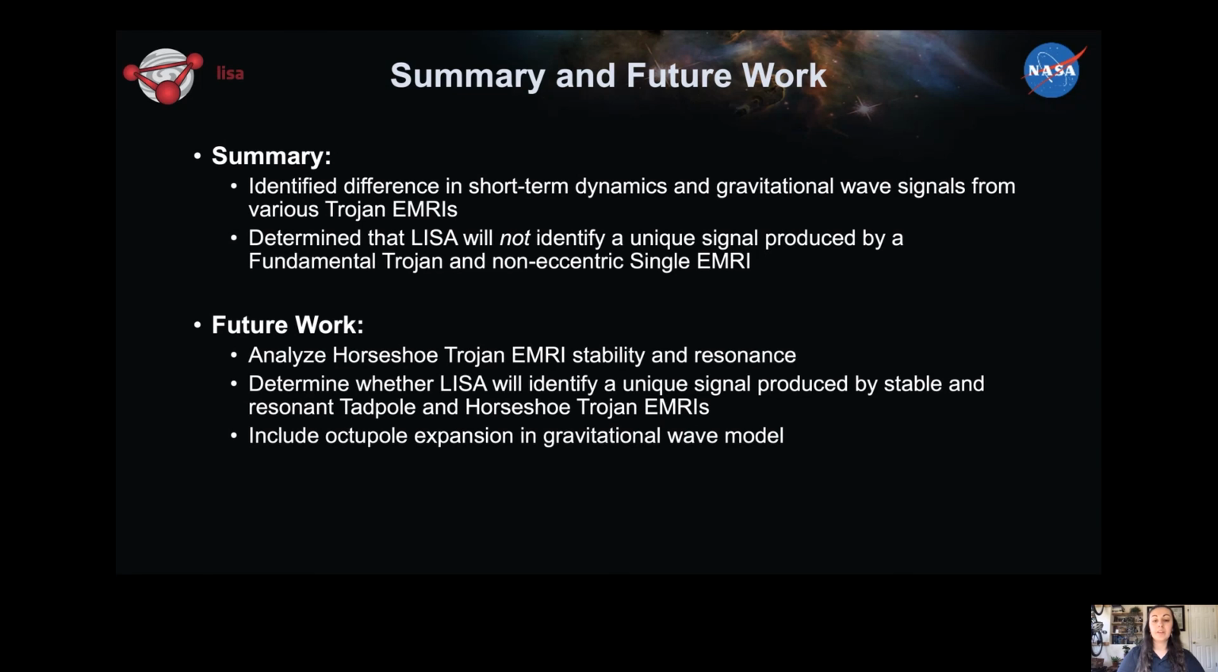In summary, we've identified the difference in the short-term dynamics and gravitational wave signals of the various Trojan EMRI systems. We've also determined that LISA will not be able to identify a unique signal produced by the fundamental Trojan EMRI system and a non-eccentric single EMRI system with the same initial conditions.